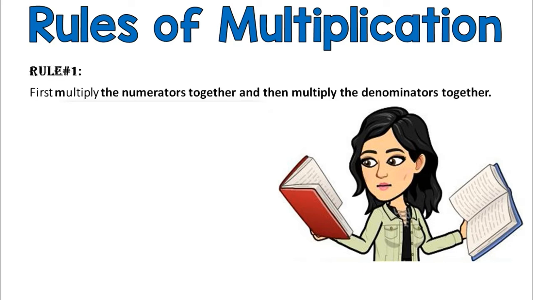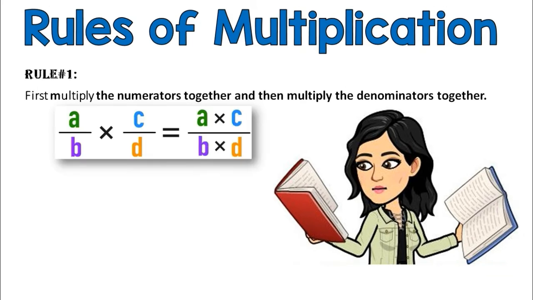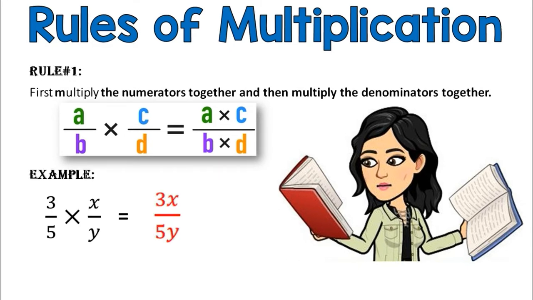Rule number 1. According to rule number 1, we treat algebraic fractions just like regular numerical fractions. First of all, we multiply numerators together and then multiply denominators together. As you can see, we first multiplied a with c, which are our numerators here, and then we multiplied b with d. Let's look at an example. In this example, we multiplied 3 with x, and then we multiplied 5 with y, and there you go.